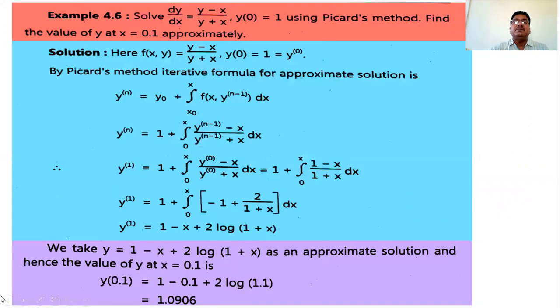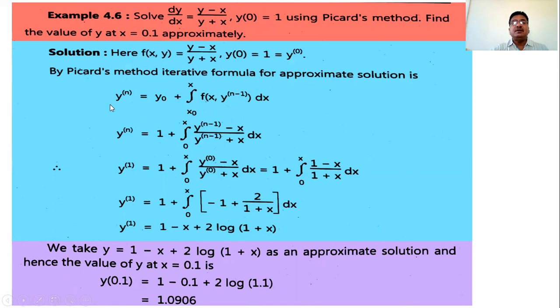And then the next example: solve dy by dx equals y minus x divided by y plus x, y0 is 1, by Picard's method and find the value at point 1. So the given function f of x, y is y minus x divided by y plus x. y0 is 1 and x0 is 0.